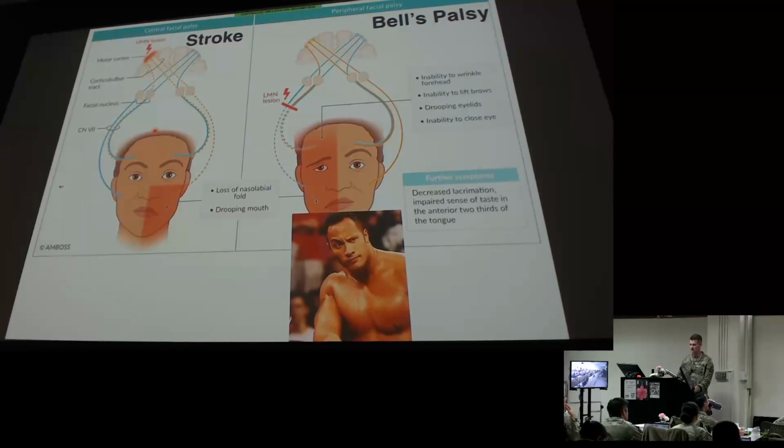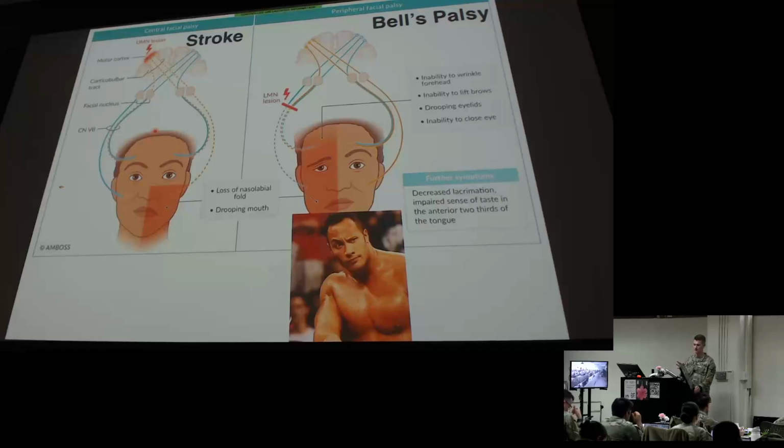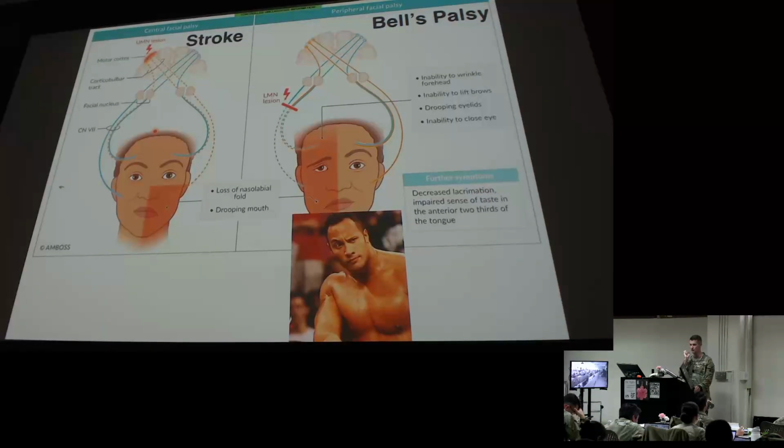So we pay attention because different presentations will present differently. When we think a central lesion, they tend to be forehead sparing, because we're controlling it from a different portion of the brain. As the nerves travel out, they group together, and that'll cause the whole face to be affected.